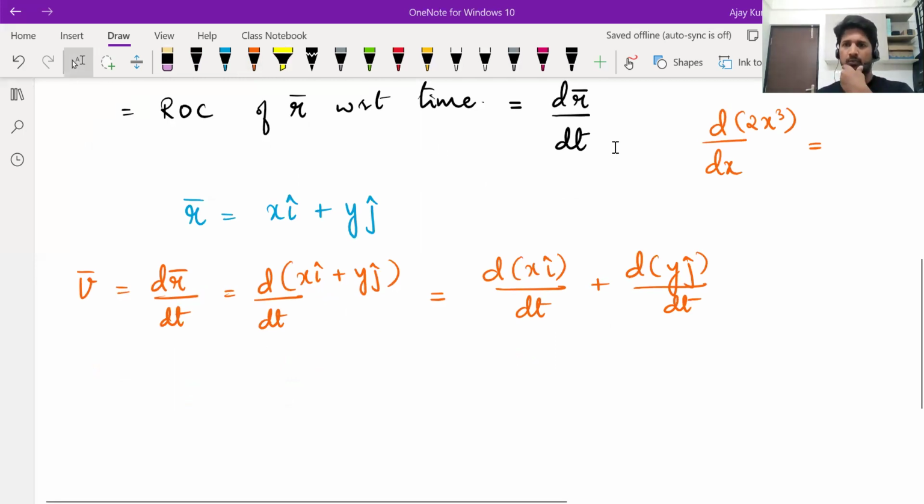Derivative of 2x cube. We keep the constant outside and then differentiate. Good, derivative, good. That is exactly what I was looking for. You keep the constant aside and differentiate the variable part, right?